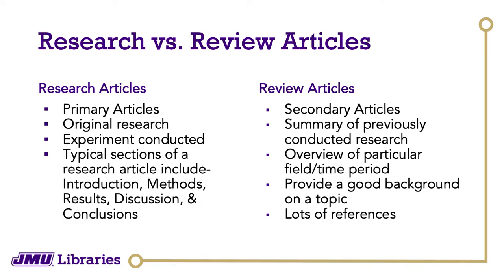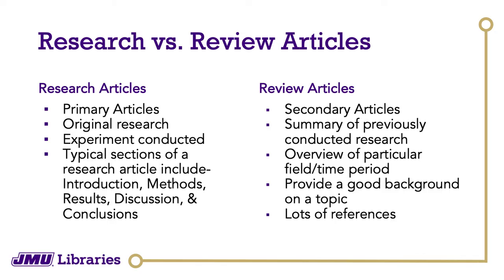We are going to look more into the difference between a research article and review article. A research article, also known as a primary article, presents results of original research. It is a direct observation in which the author is who conducted the research. Generally, a research article is made up of an introduction, methods, results, discussions, and conclusions sections.